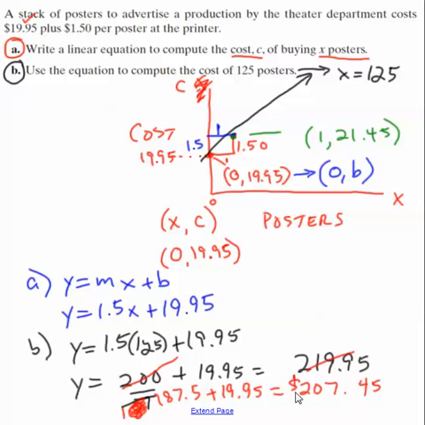And that should be in dollars, because we got $207.45 describing the price that it would cost to make 125 posters.